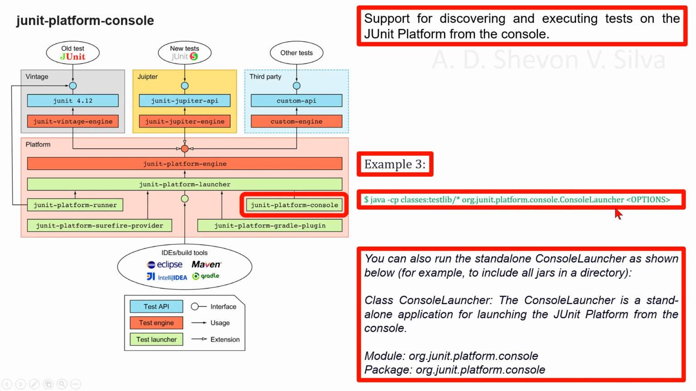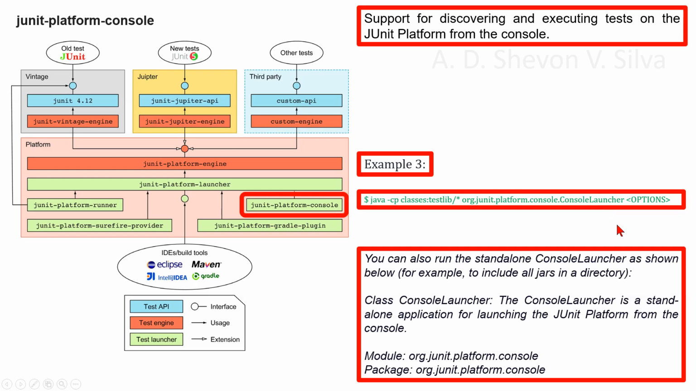Exit code. The console launcher exits with the status code 1 if any containers or tests fail. If no tests are discovered and the --fail-if-no-tests command line option is applied, the console launcher exits with the status code 2. Otherwise, the exit code is 0.